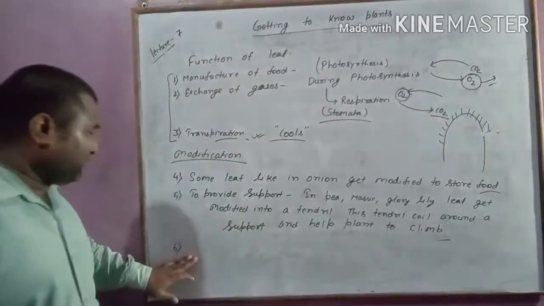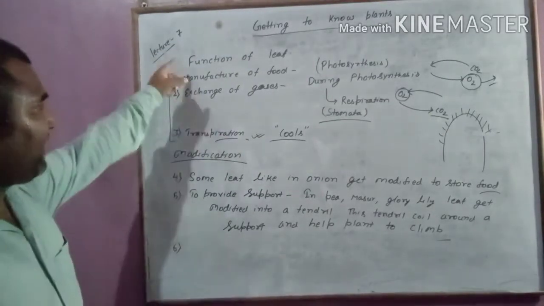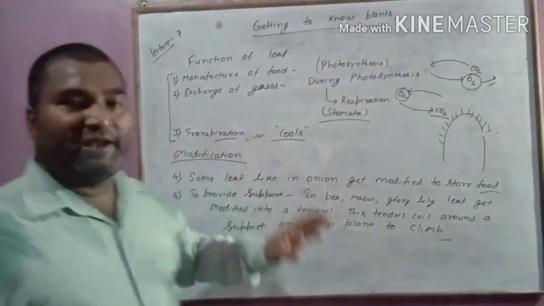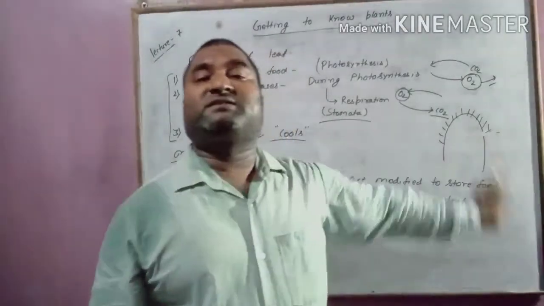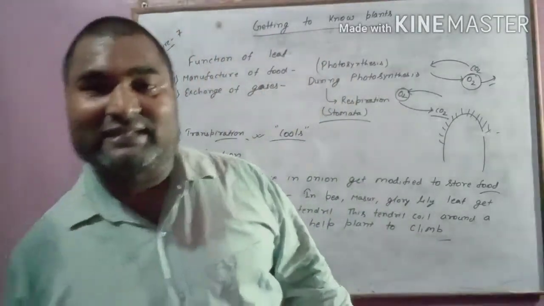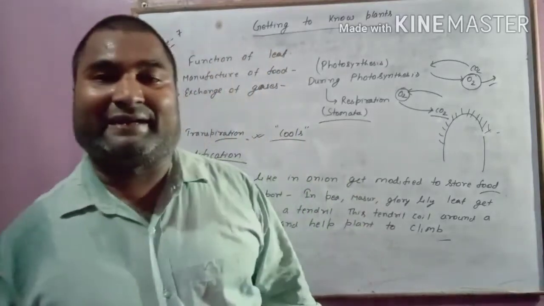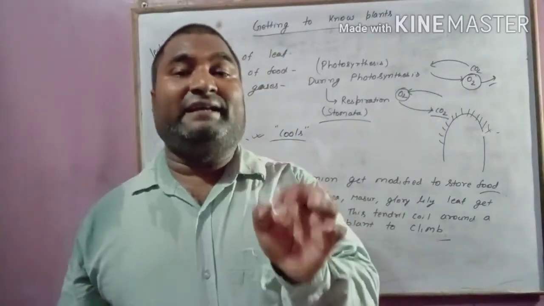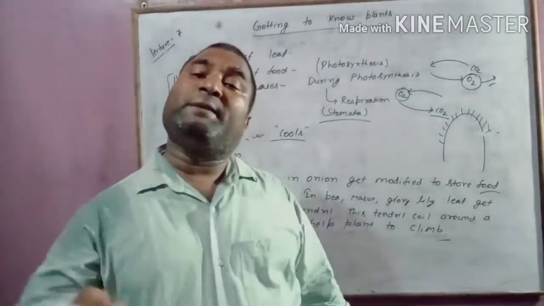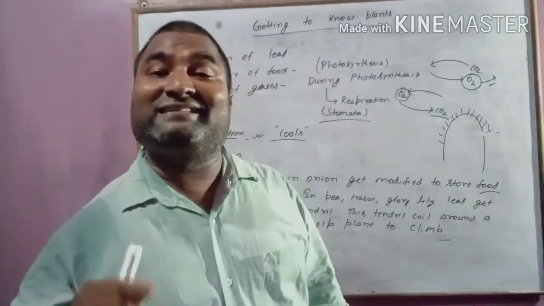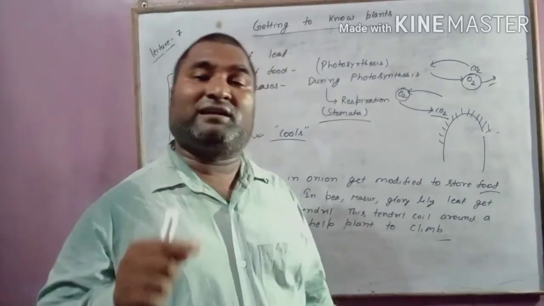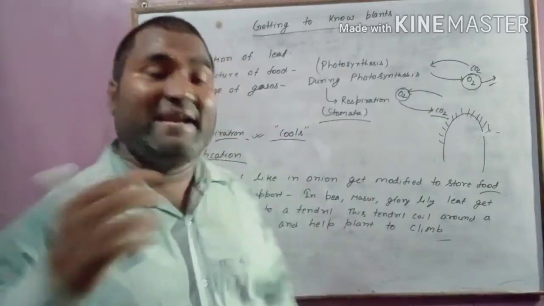So for the sixth point, space is not there. I will rub it and then I will write it. Just I am explaining you that sometimes the leaf get modified in spines in cactus or cacti. It is also called cacti. So cactus or cacti or prickly pear, and these spines not only protect or decrease the loss of water through transpiration, it also protect the plant from the grazing animals.